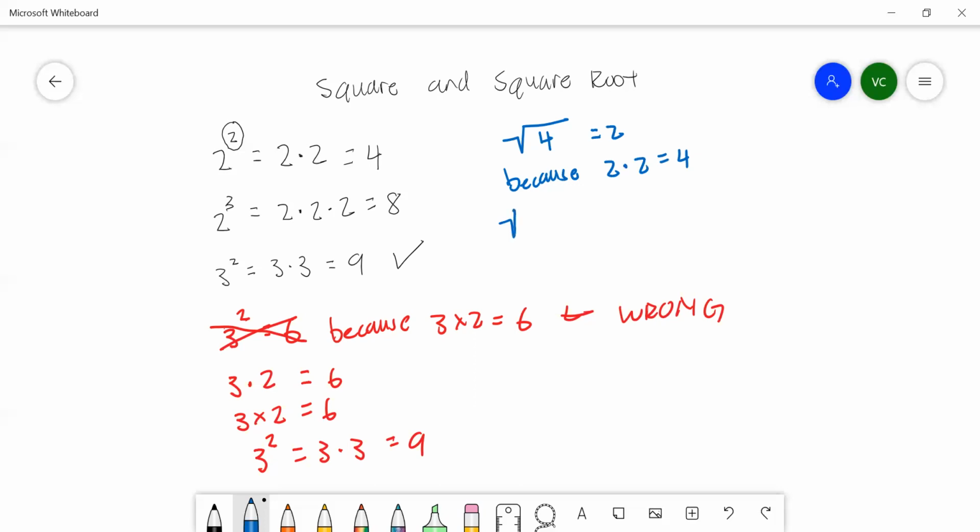Now, what if I do the square root of 9? Pause the video and tell me what you think the square root of 9 is. Okay, if you said that it's 3, you would be correct because 3 times 3 is equal to 9. So that's all it is. What number times the same number is going to be whatever's inside that square root symbol.